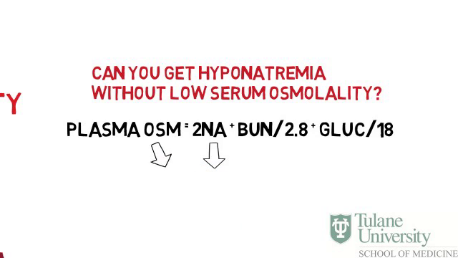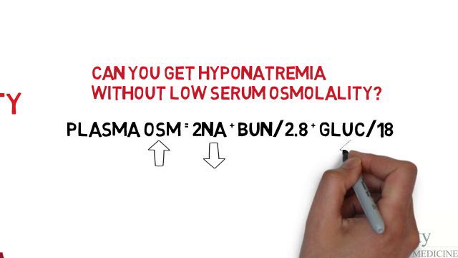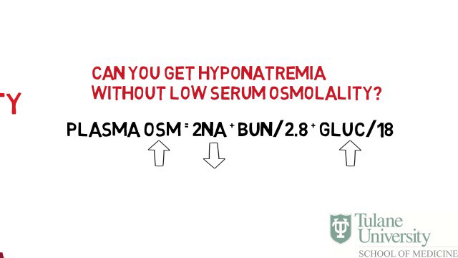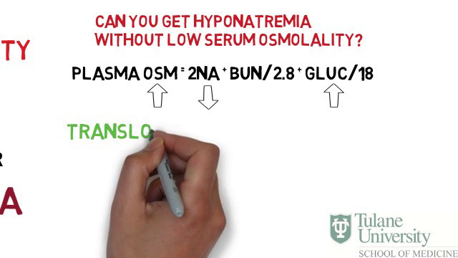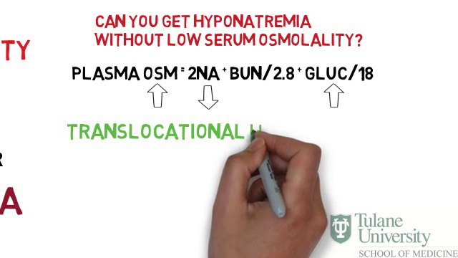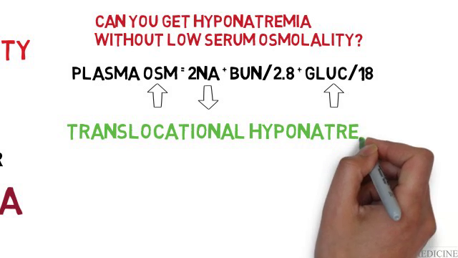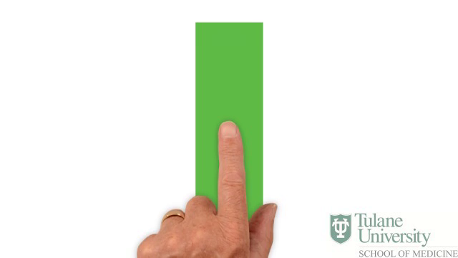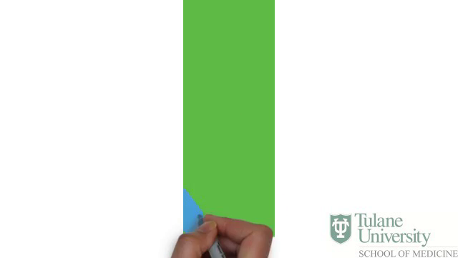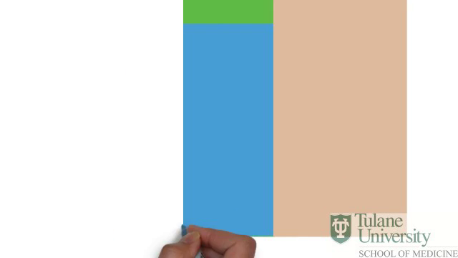But occasionally we will see plasma osmolarity go up while there's a decrease in our serum sodium. And normally this is going to be due to an increase in our glucose, as you can see in the arrows below. We call this translocational hyponatremia. As you can see here, we have our ECF, which is 1/3, and our ICF, which is 2/3. And we can see that normally when there's no hyperglycemia, we have an equal amount of water on both sides.